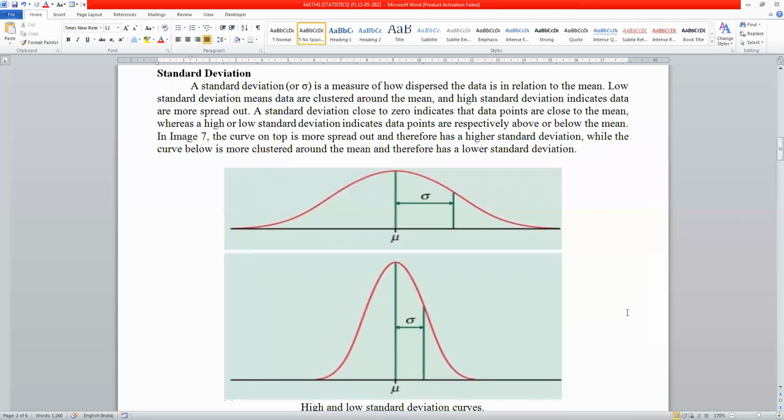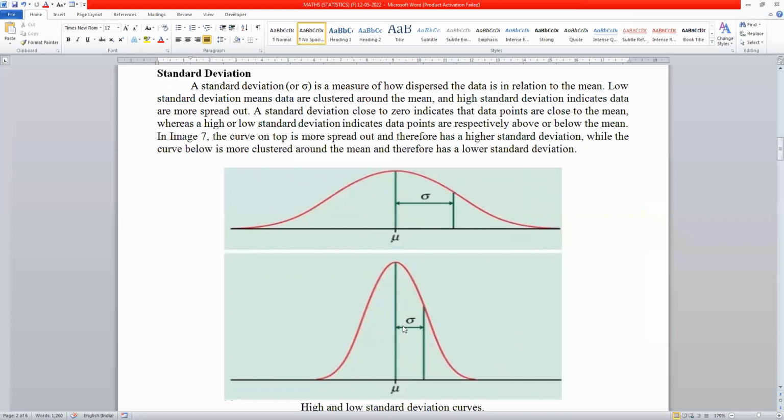The first figure indicates data that are more spread out. So this is the mean and this is the standard deviation, more spread out. And you see this figure, the bell-shaped one. Here, low standard deviation means data are clustered around the mean. So most of the data are clustered around the mean. This is the mean, and data are very close to the mean.